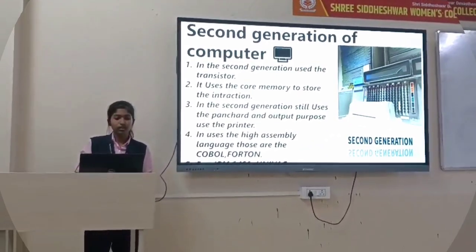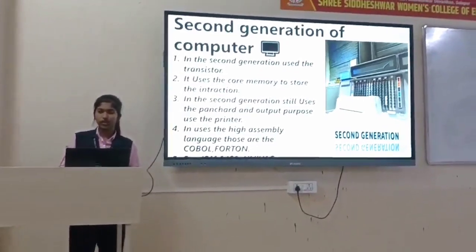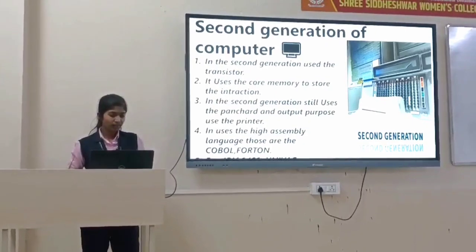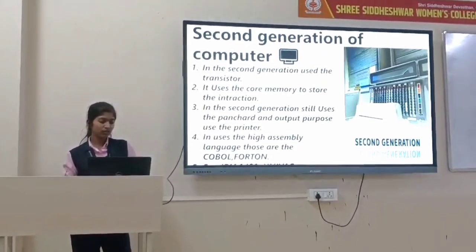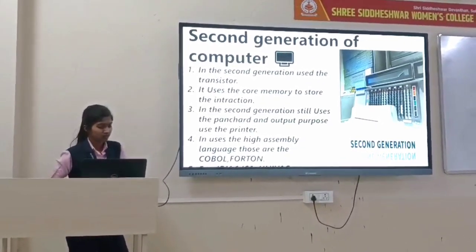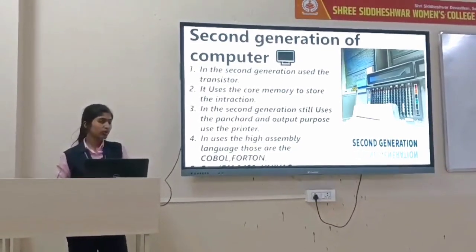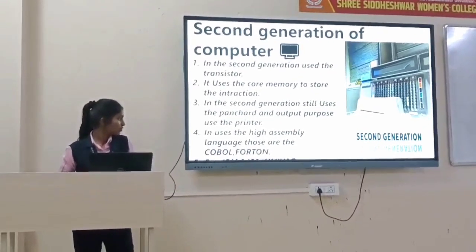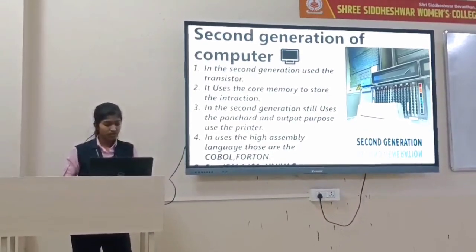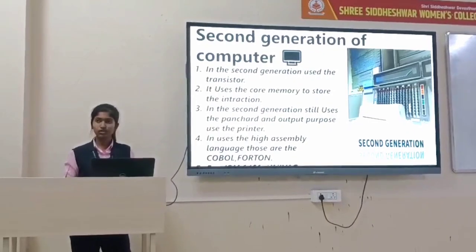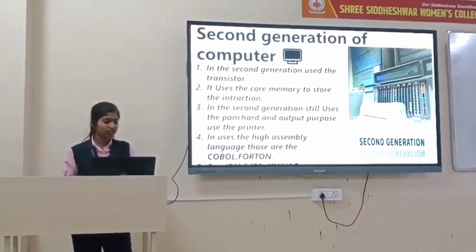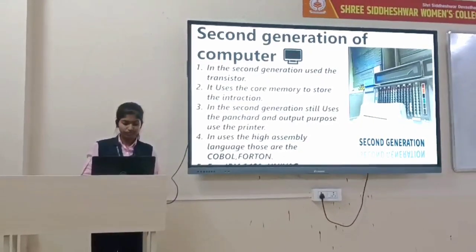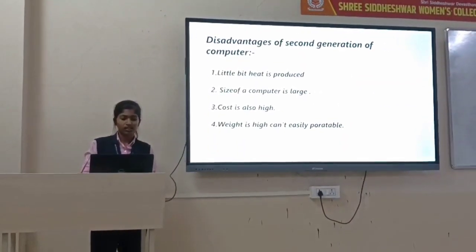Second is the second generation of computer. In the second generation, the vacuum tube was replaced with the transistor. The spanning life is 1957 to 1964. The second generation uses core memory for storage. It still uses the punch card, and for output purpose it uses the printer. It uses high-level languages like assembly and COBOL.